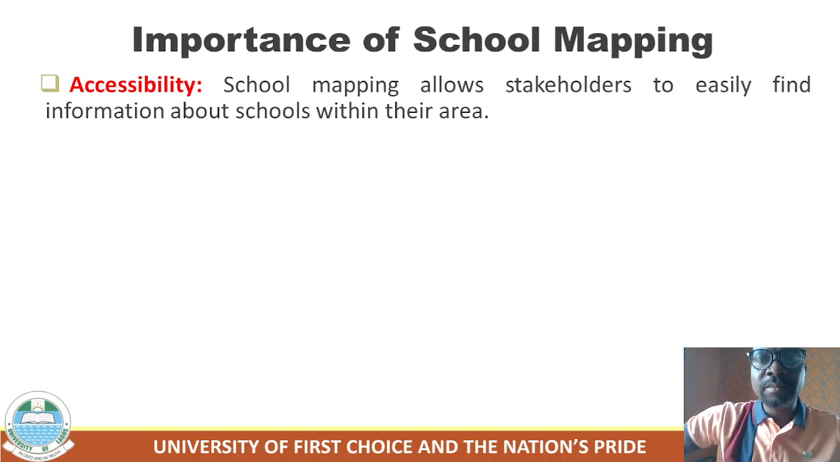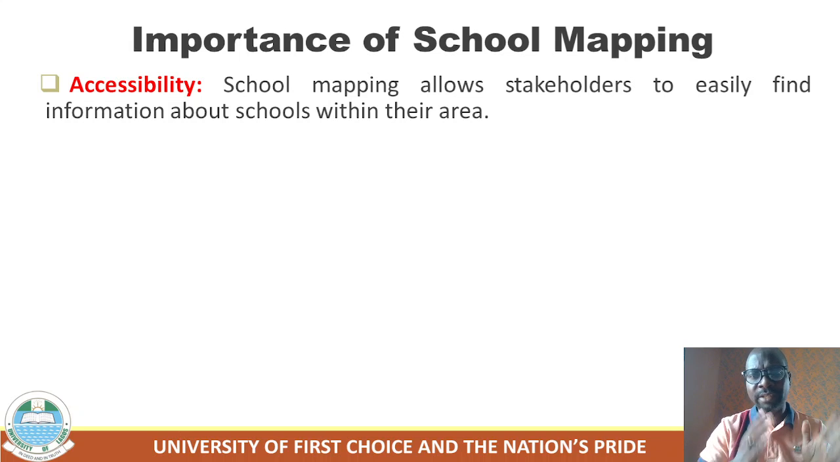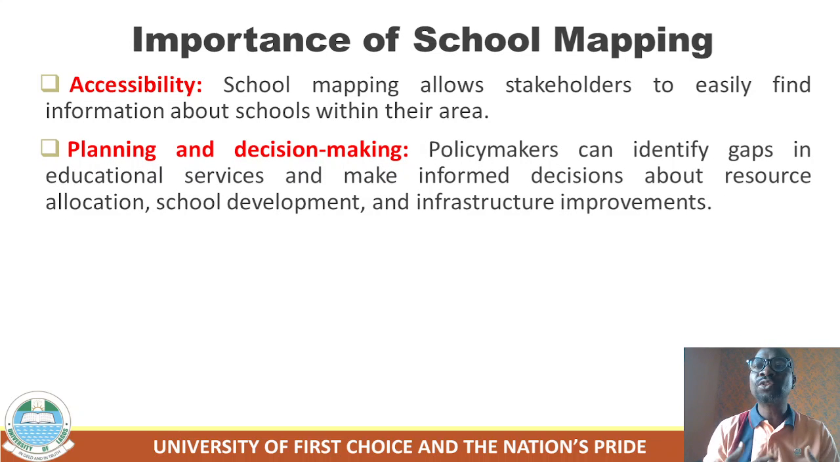In the previous video, I only tried to highlight the objectives, but here I'm talking about the relevance, the importance, the rationale, the justification for the inclusion of this topic in the program of educational management. Now, the first one is accessibility. School mapping allows stakeholders to easily find information about schools within their area.